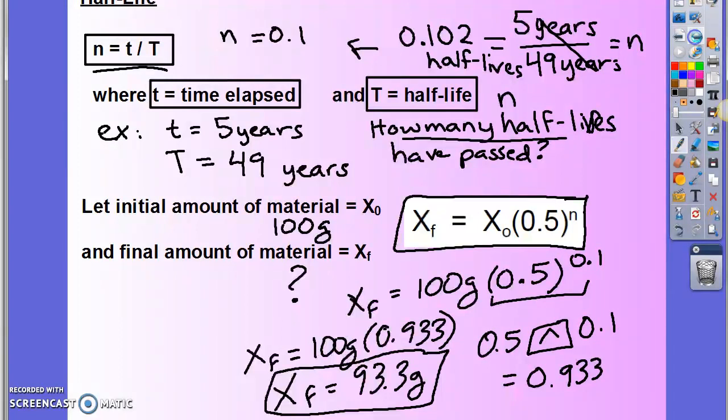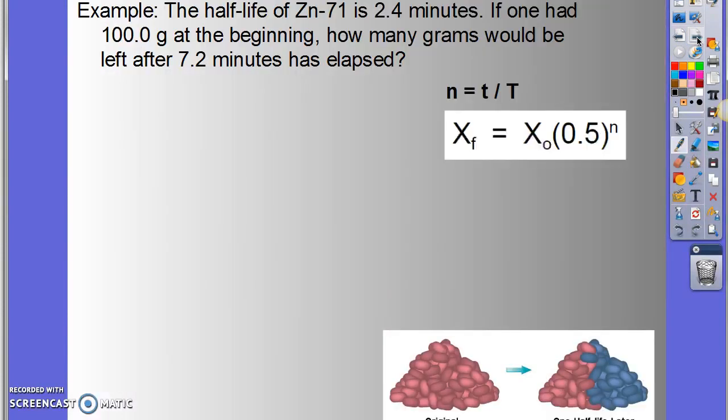Okay, so let's try another problem. So the half-life of this element, it tells us that it's 2.4 minutes. If one had 100 grams at the beginning, how many grams would be left after 7.2 minutes has elapsed? So that means first we need to figure out how many half-lives have gone by. So we can use the n equals little t over big T.